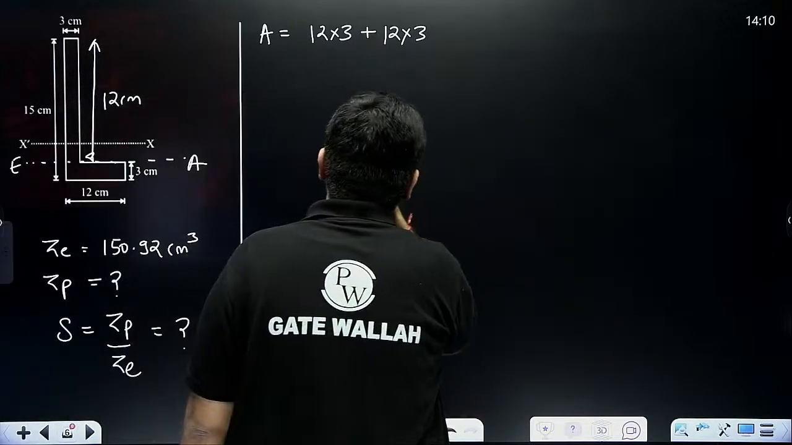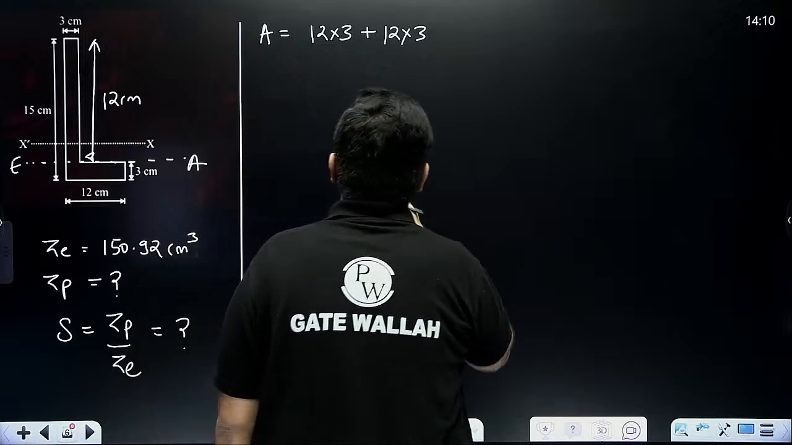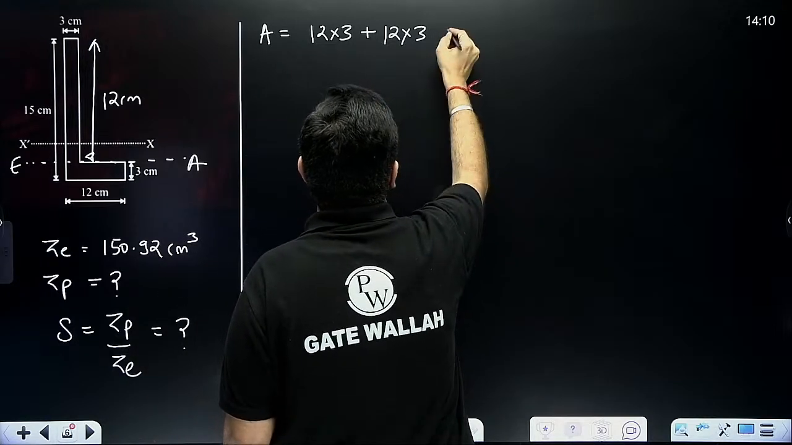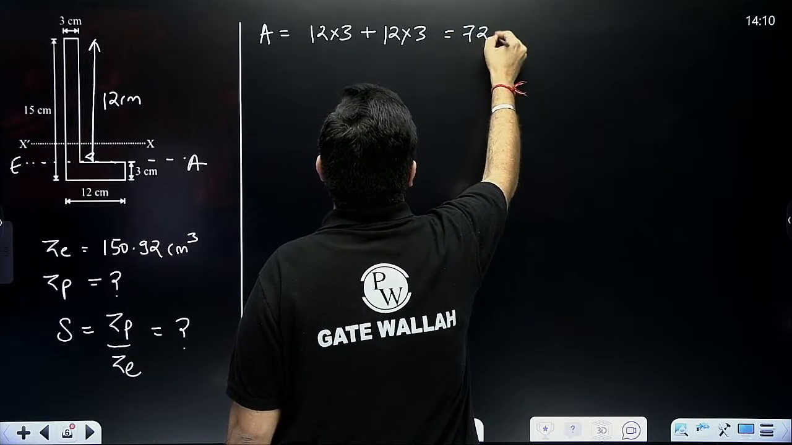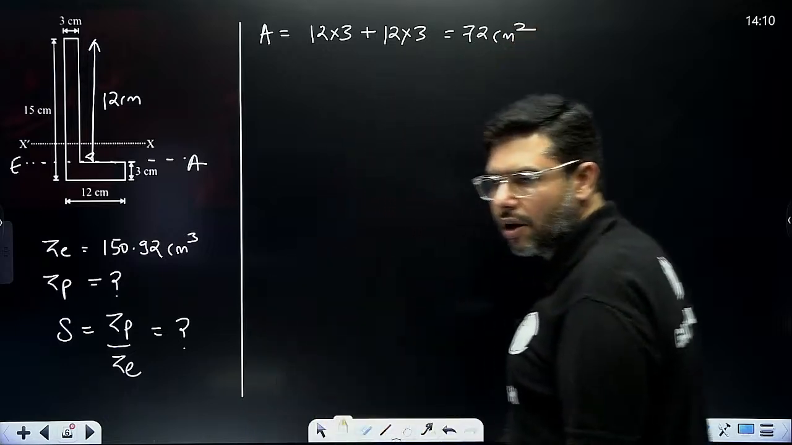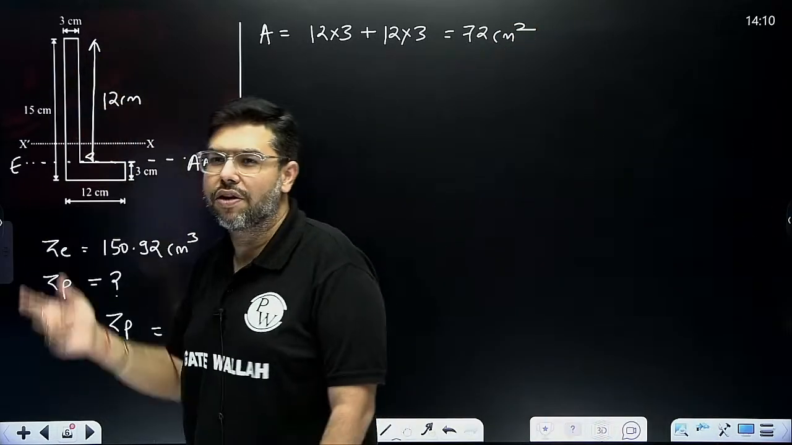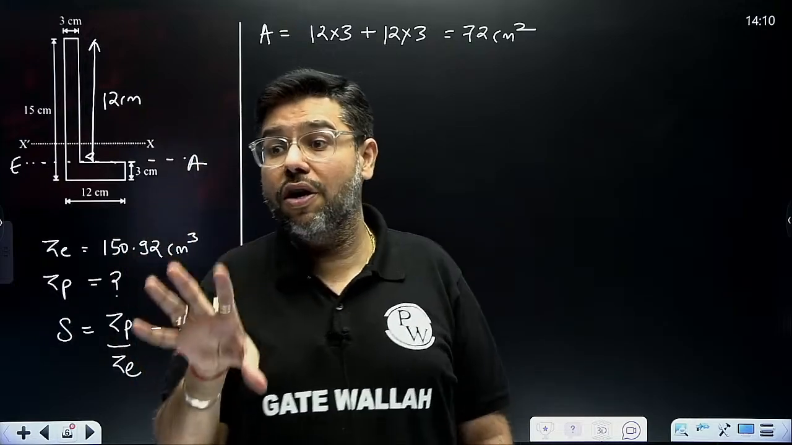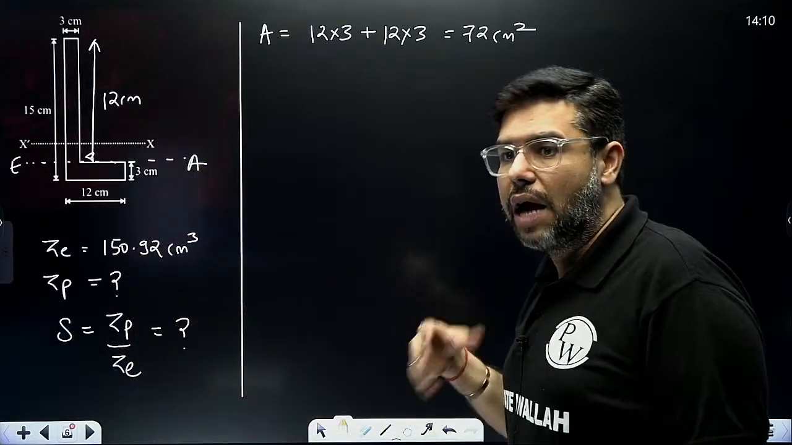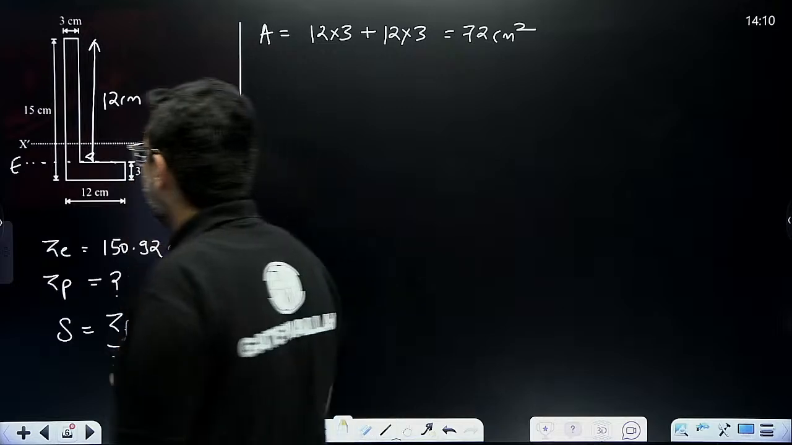And total area will become how much? 3 into 2 is 6, that is 72 centimeter square. That's correct, okay. And equal area axis, directly I can say this is half area, this is half area. So observe also the figure, you should observe in the exam. Directly I can see that this is the equal area axis.